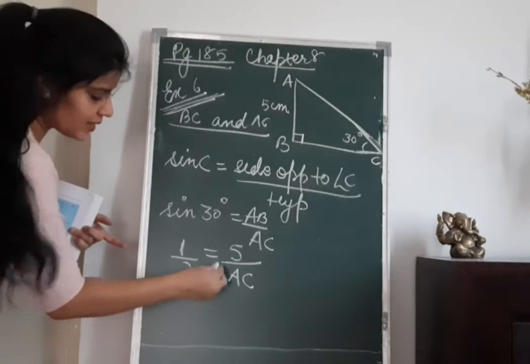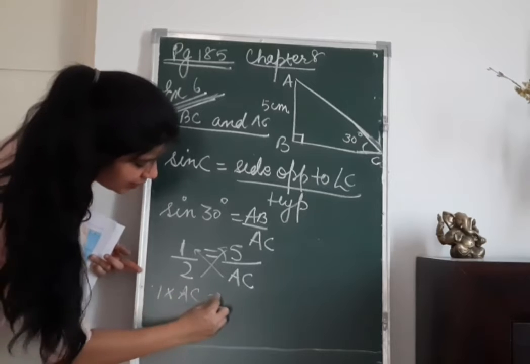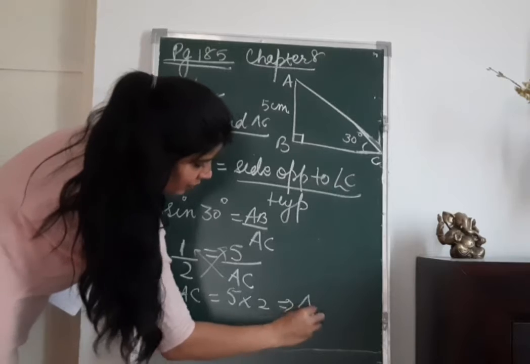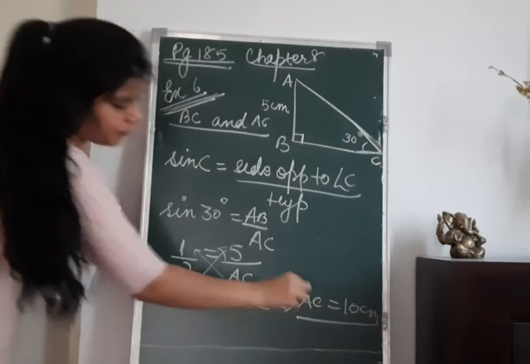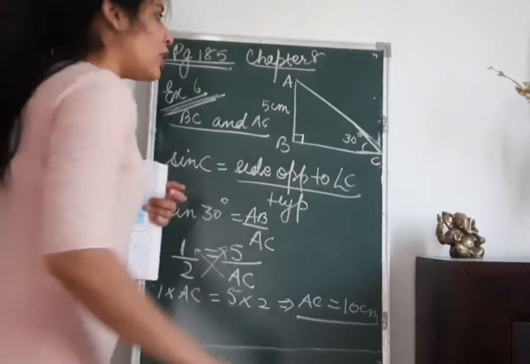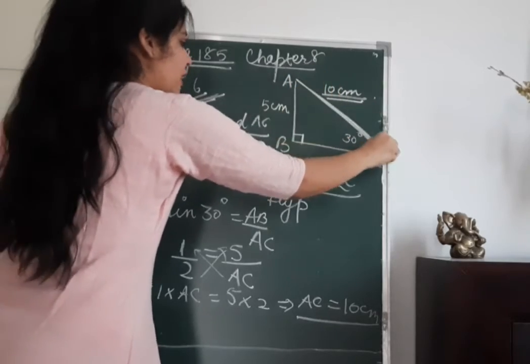Right? So let's cross multiply this. 1 into AC is equal to 5 into 2. 1 into AC is AC, and 5 into 2 is what? 10 centimeter. Right? Therefore, AC is equal to 10 centimeter. So I have found out the value of AC.